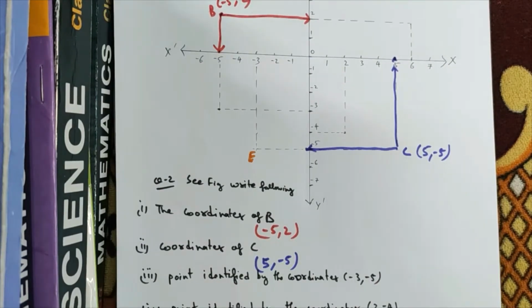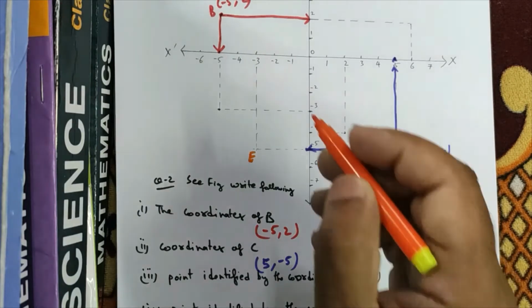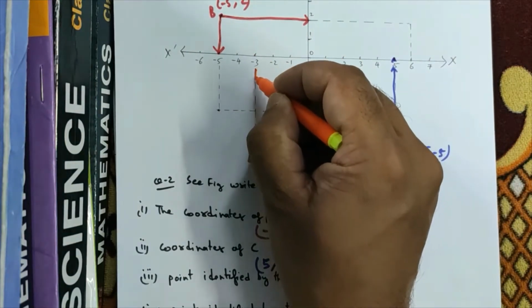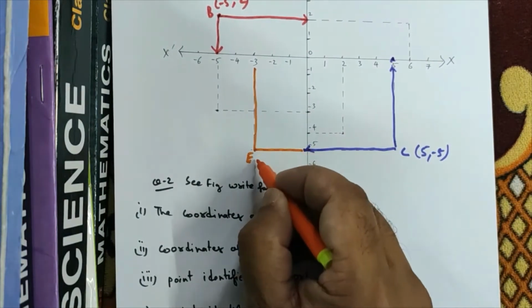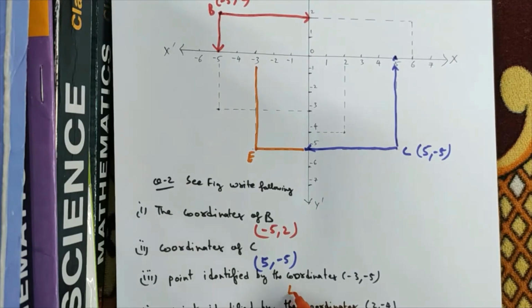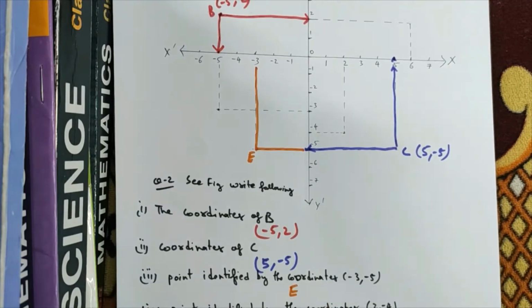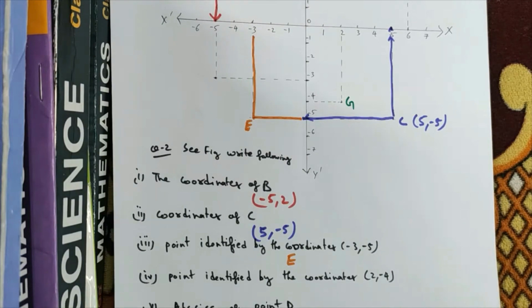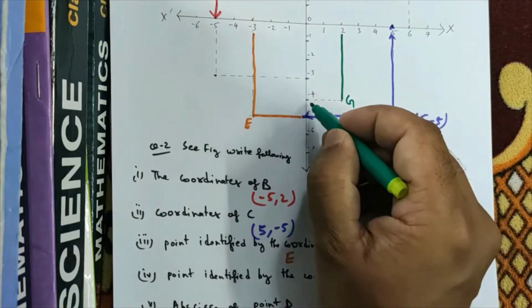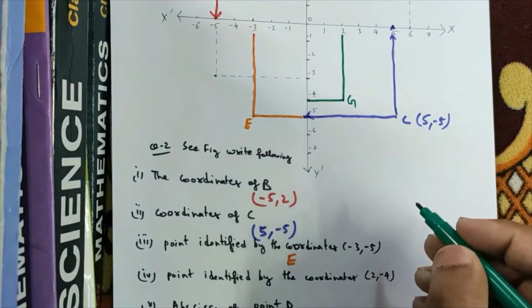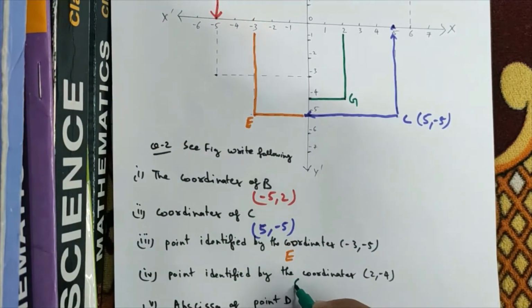In the third part, they are asking you to name the point identified by the coordinate minus 3 comma minus 5. So this is minus 3, and this is minus 5. So the point is E. Similarly, in the fourth part, the point identified by the coordinate 2 comma minus 4. The x coordinate is 2 and the y coordinate is minus 4. The given point is G.